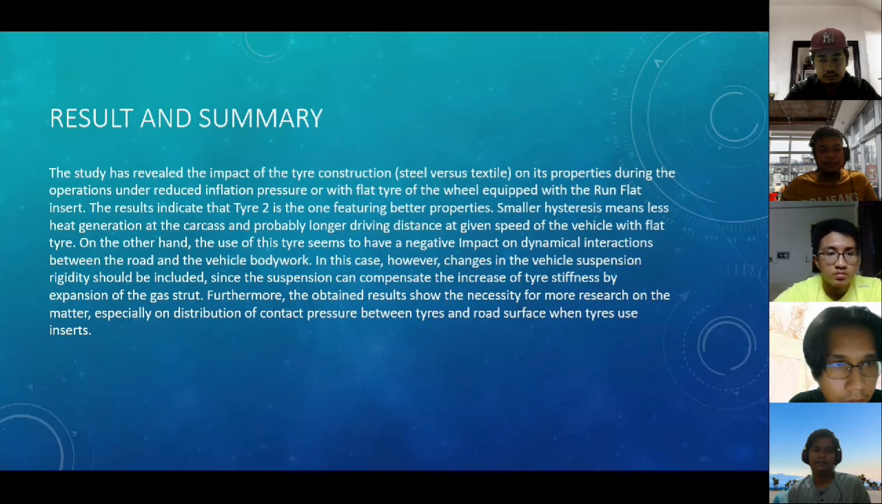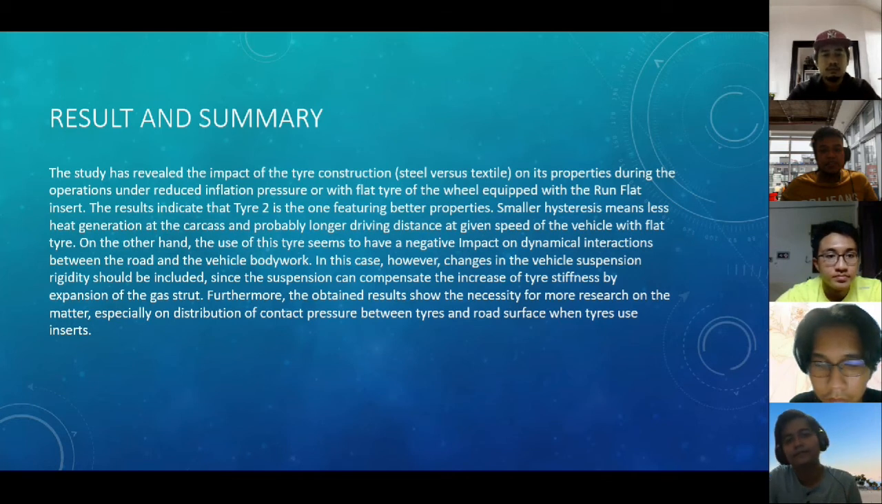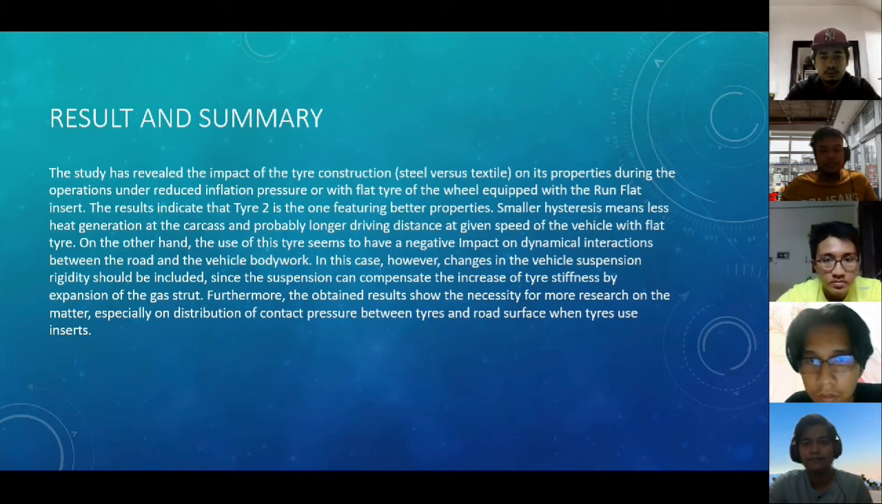The study has revealed the impact of the tyre construction, steel versus textile, on its properties during operation under the reduced inflation pressure of a flat tire of the wheel equipped with the run flat insert. The result indicates that tyre 2 is the one featuring better properties. Smaller hysteresis means less heat generation at the carcass and probably a longer driving distance at a given speed of the vehicle with a flat tyre. On the other hand, the use of these tyres seems to have a negative impact on the dynamical interaction between the road and the vehicle bodywork.